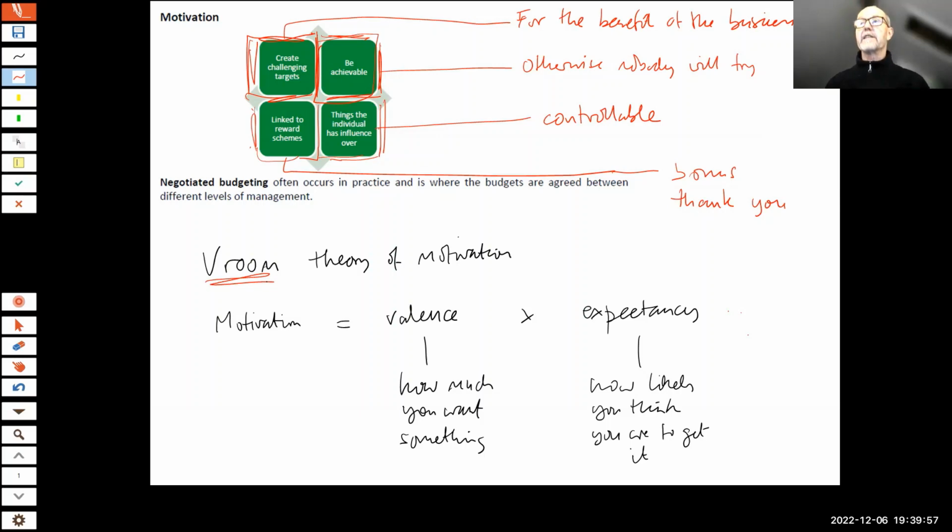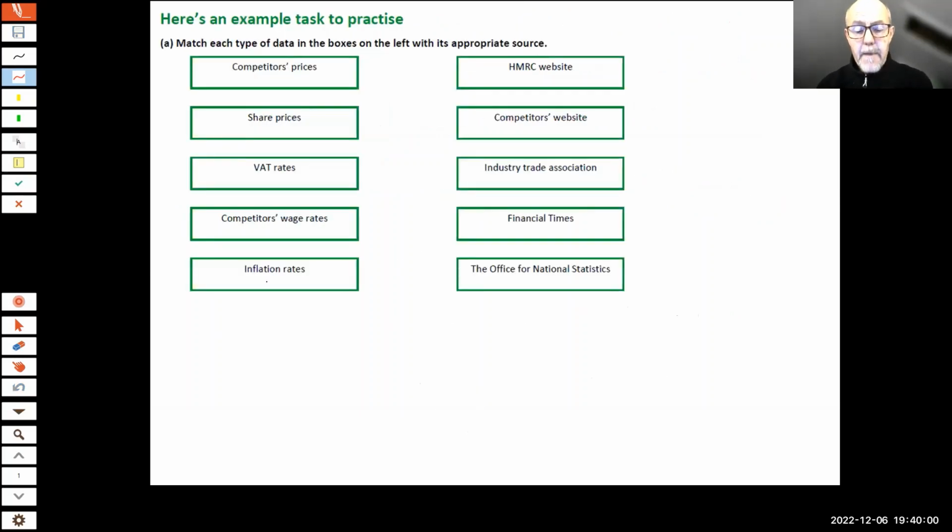Okay. So here's an example task. This is about types of data. So if we call those 1, 2, 3, 4, and 5, with type of data box on the left with appropriate source. So competitors' prices. The trick with multi-choice is to rule out the ones that it isn't. Well, HMRC are not going to tell you anything about competitors' prices. Well, that one could. That one maybe could. The FT's unlikely to, and the ONS certainly isn't likely to. Choice of 2. We'll leave those floating.